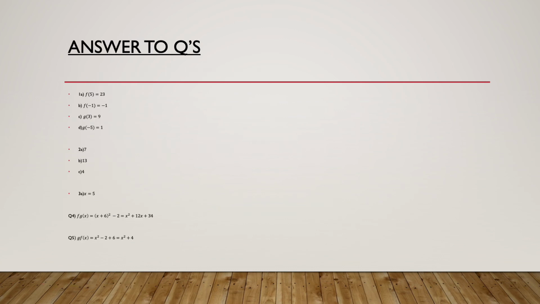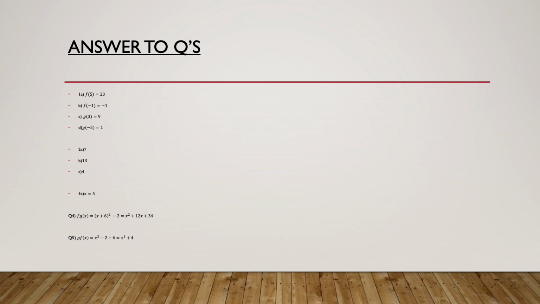They're a bit hard to see. So question 1A, f of 5 is 23. 1B, f of minus 1 is minus 1. g of 3 is 9. g of minus 5 is 1. 2A is going to be 7. 2B is 13. 2C is 4. Question number 3, I'm not sure why I put 3A there, but question 3 should be x equals 5.